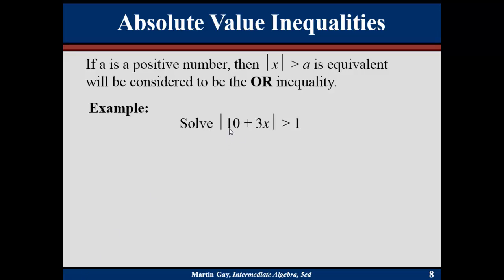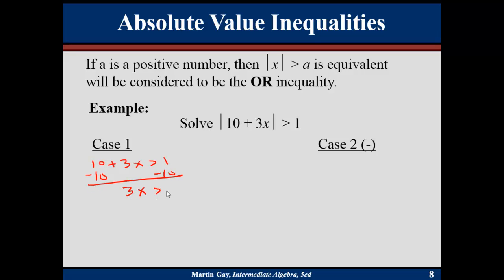Okay, so let's say we have the absolute value of 10 plus 3x is greater than 1. You're going to solve these the same way. So we'll have 10 plus 3x is greater than 1. So we'll solve this by subtracting 10 and dividing by 3. So we get 3x is greater than negative 9. Divide by 3, divide by 3. X is greater than negative 3.